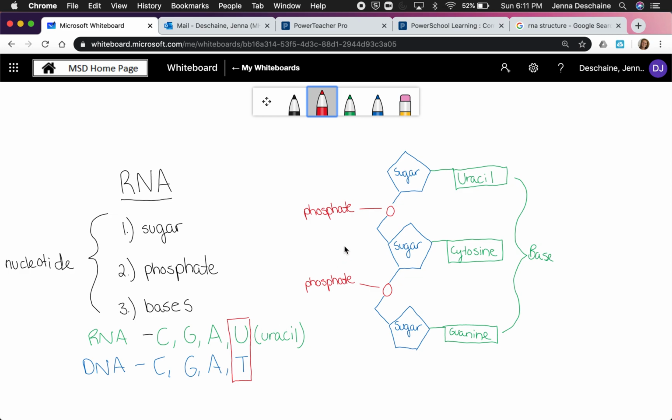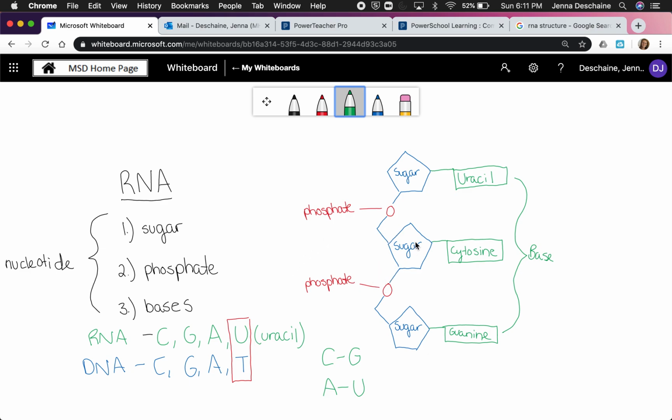In RNA the base pairing is still the same. C will still bind to G, and A, instead of binding to T, will bind to U. I still have yet to come up with a mnemonic like apple in the tree and car in the garage to help remember RNA, but I will try to do that so that I can share it with you, because I think that would be helpful.